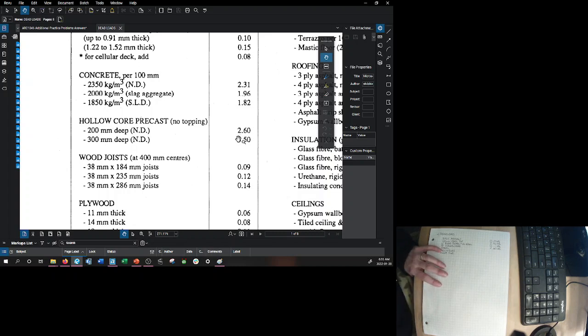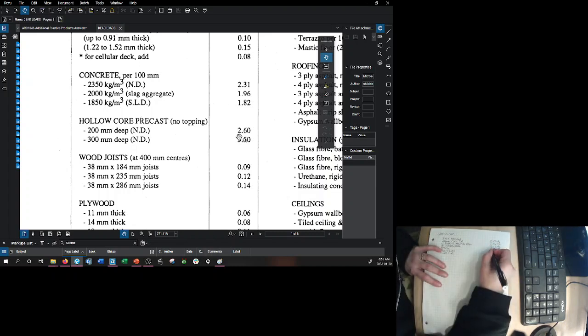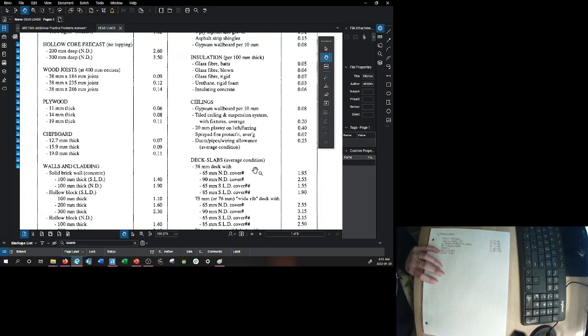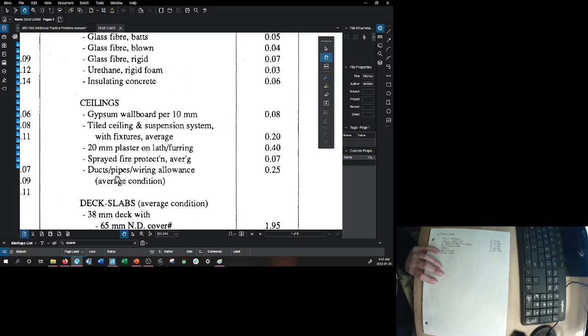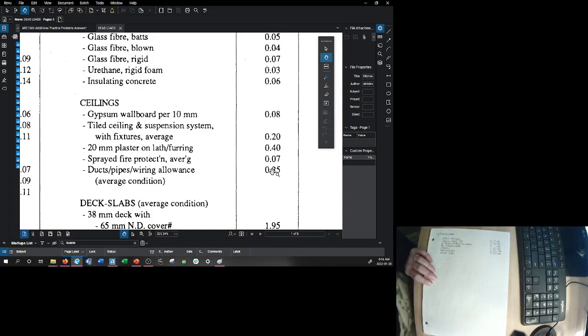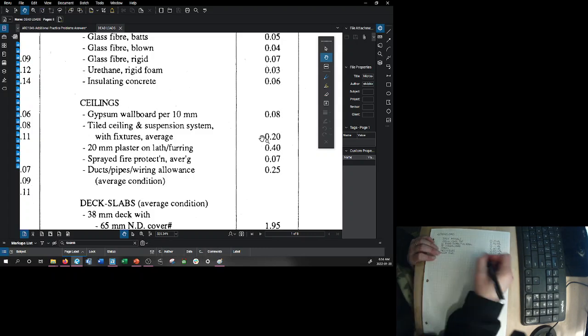All right, the next thing is our steel, which they told us is to assume 0.2 kPa. Mechanical, electrical, if you guys remember, in ceilings there was a ducts, pipes, wiring allowance, average condition is 0.25 kPa, and that would be standard unless you had a good reason not to. And while we're in ceilings, there's suspended tile. So tiled ceiling and suspension system with fixtures average is 0.2.